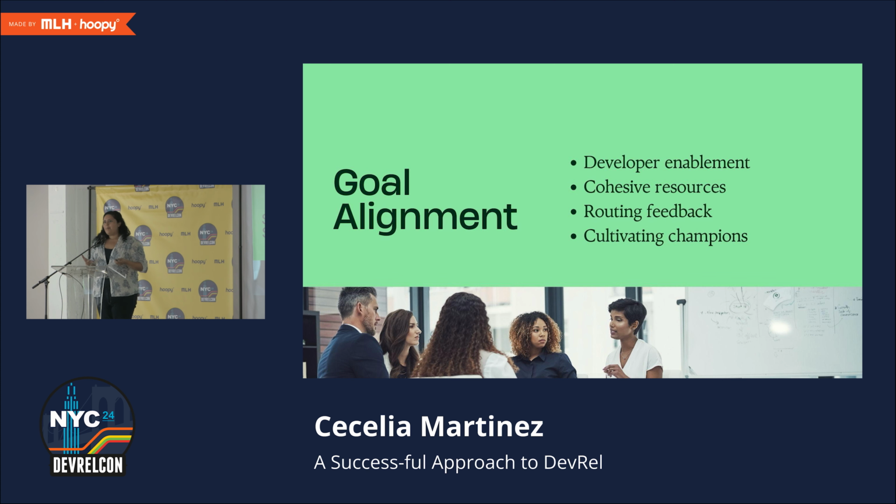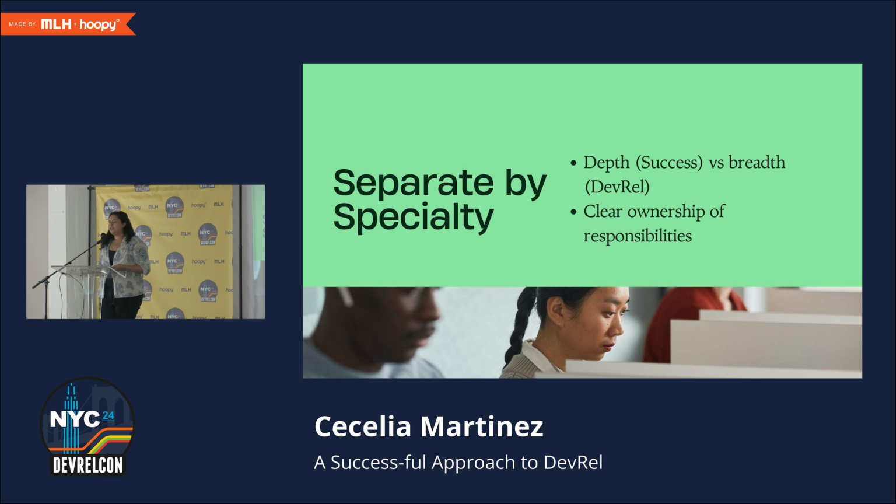Now, you don't have to overlap on everything. Each team is specialized for a reason, and you're going to want to be able to have those clear delineations on what makes sense for which teams to own what. Again, go back to that breadth versus depth model.